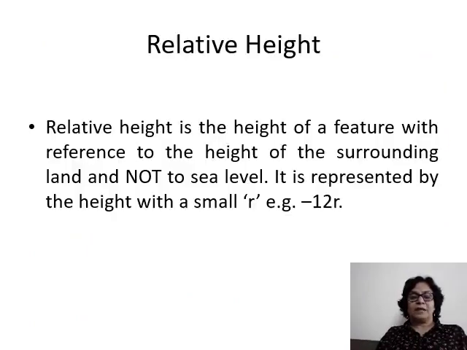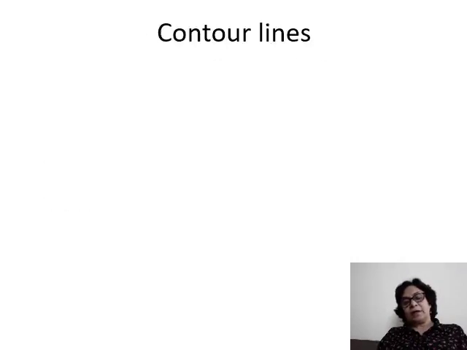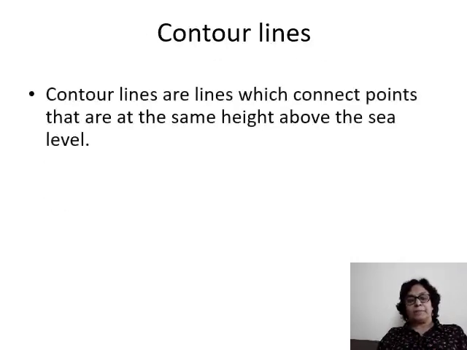Then you have the relative height, which is the difference between the highest and the lowest point, and it is not with reference to the sea level. So if a small r is there, like 12r, that means the relative height is of the feature where the difference between the highest and the lowest point is given.